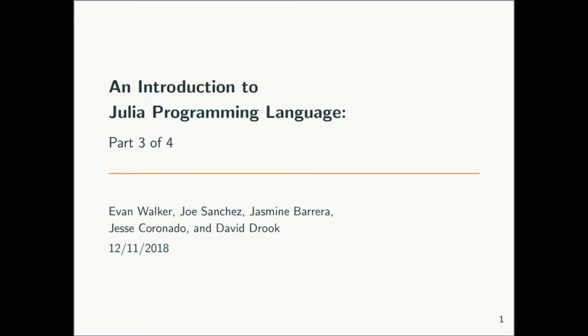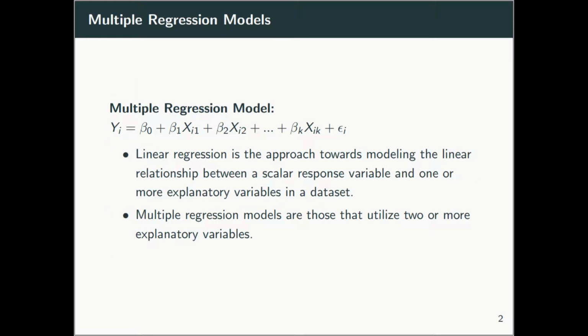This video is part 3 of 4 in a series that introduces the Julia programming language and its application towards linear regression models. In this video, we will apply our knowledge of linear regression models from video 2 towards programming multiple regression in Julia. As covered in video 2 of this series, linear regression is the approach towards modeling the linear relationship between a scalar response variable and one or more explanatory variables in a dataset.